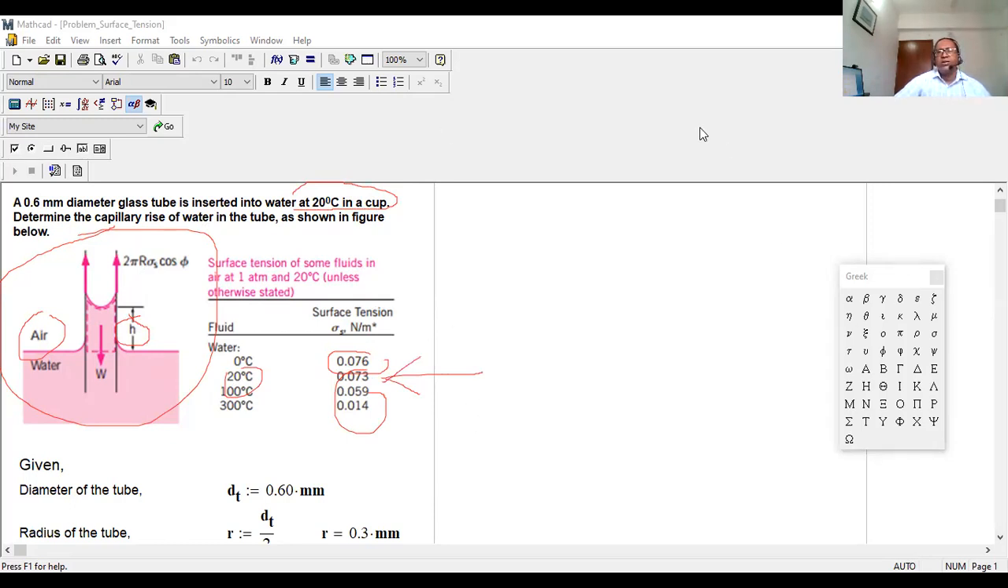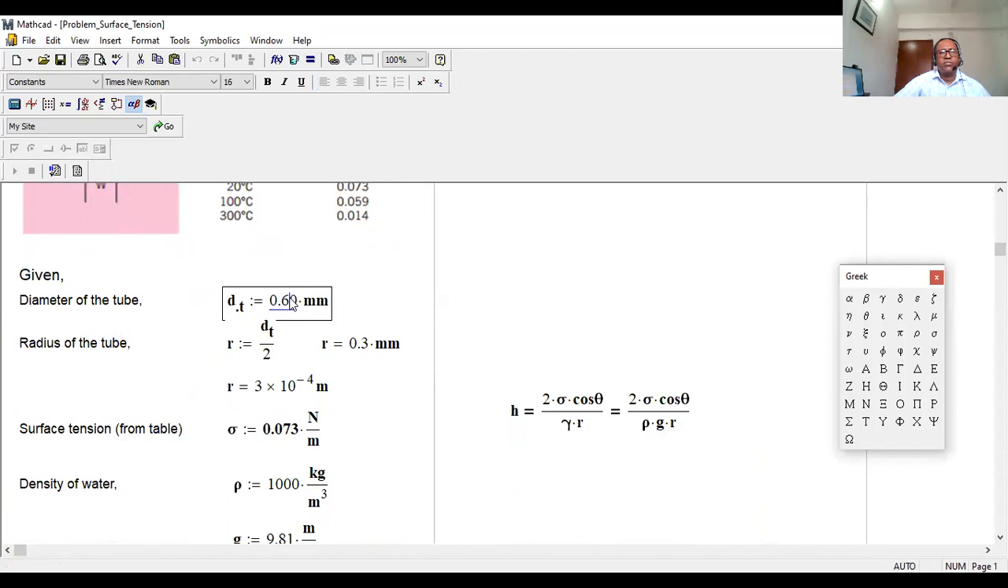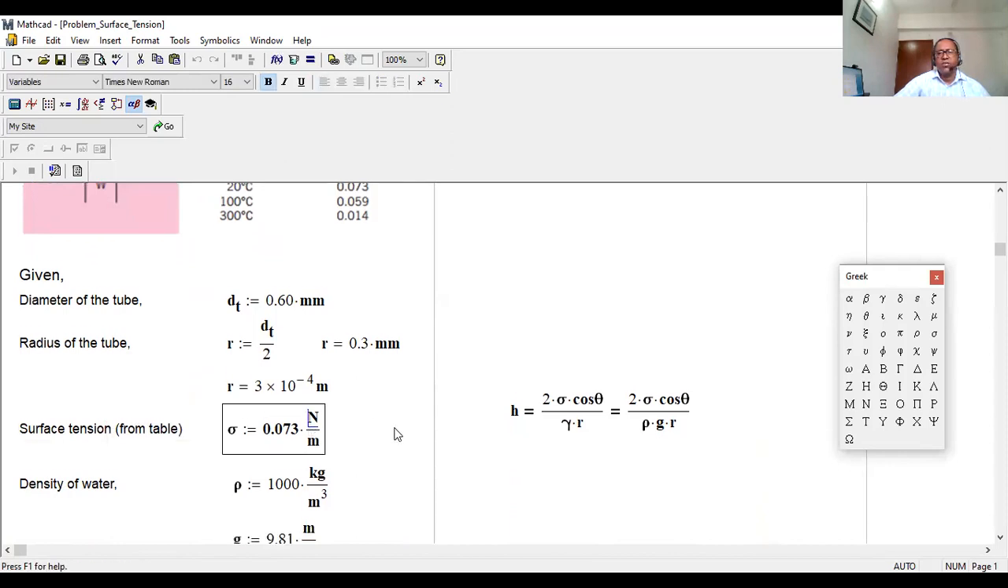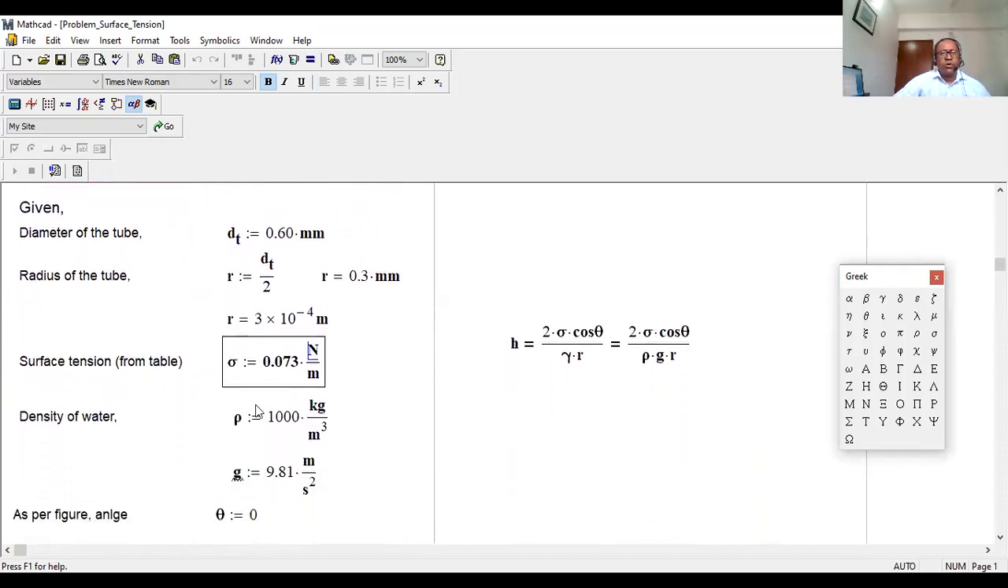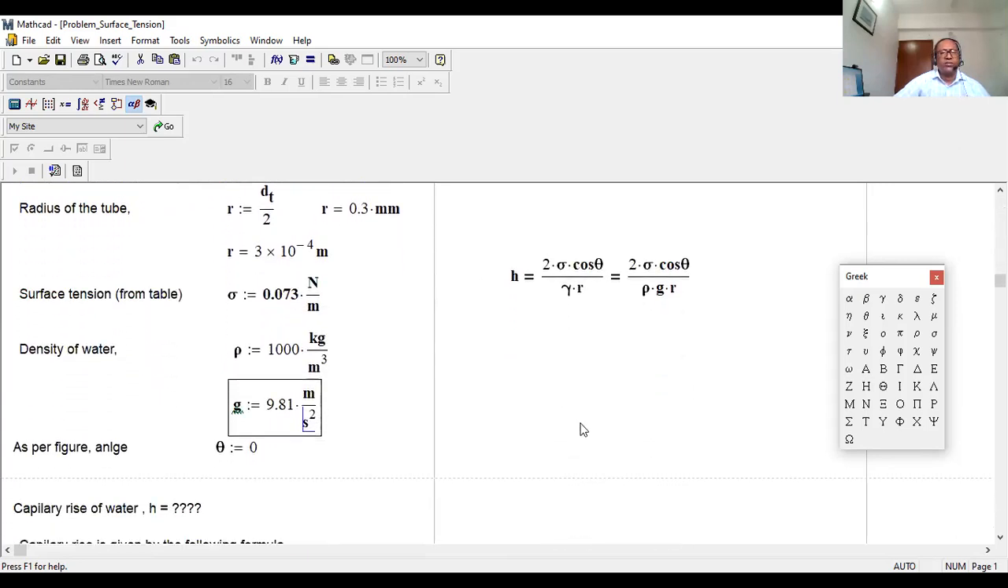Now, at first you write down what is given: diameter of the tube, convert it to radius because you have the radius over here. And this is in millimeter, then convert to meter. Surface tension is given from the table. Rho is saying water, so you know the value of rho, 1000. G value you know. And as per the figure, angle phi or theta will be 0, so you just put 0 over here.